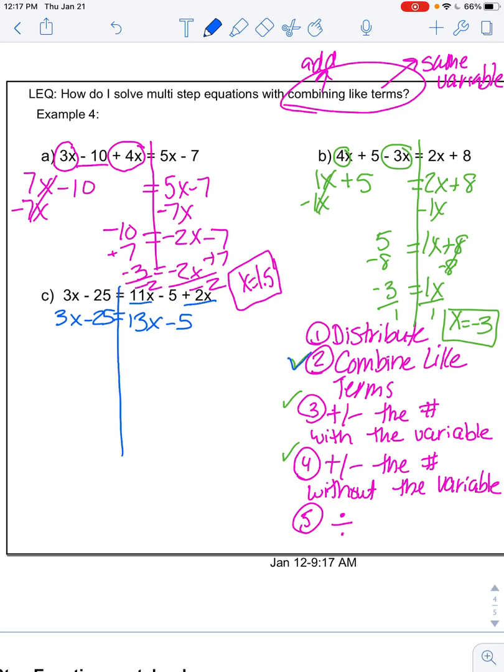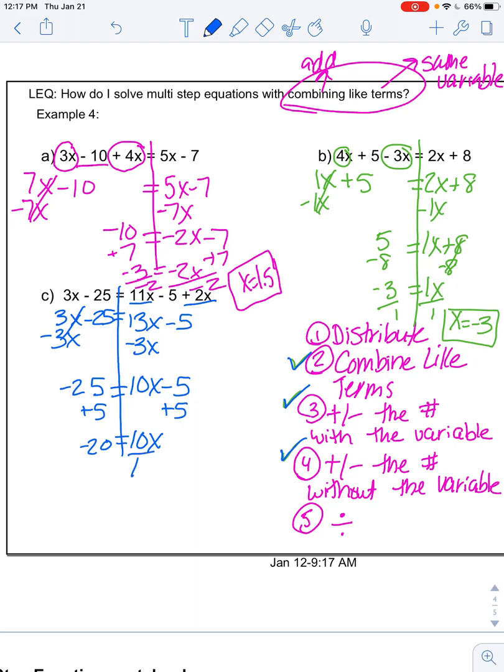Okay, so I combined my like terms. Now I need to add or subtract the number with the variable. So I'm going to subtract 3x from both sides. Left with negative 25 equals 13x minus 3x is 10x minus 5. And then we have add or subtract the number without the variable because we're in our two-step equation. So I'm going to add 5 to each side. So negative 25 plus 5 gives you negative 20 equals 10x.